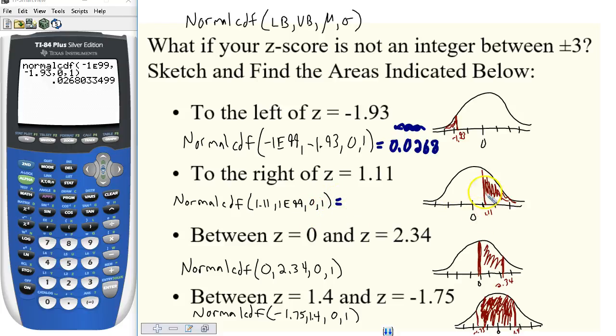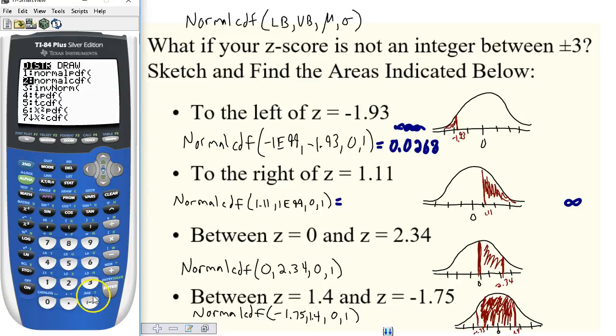I want to go to the right of 1.11. I want to know the area under the curve to the right. Again, I'm going to use normal CDF, but I will put in the left boundary. The right boundary is approaching infinity, but I can't put that in my calculator, so I use a really big positive number, 1e99, which again is 1 times 10 to the 99th power, or 1 with 99 zeros after it. Now, we'll go ahead and do this, but then I want to go back and look at how to do these if you don't have your graphing calculator with you.